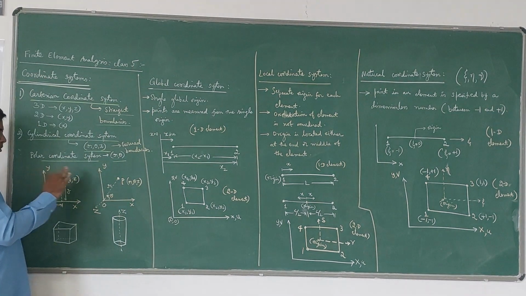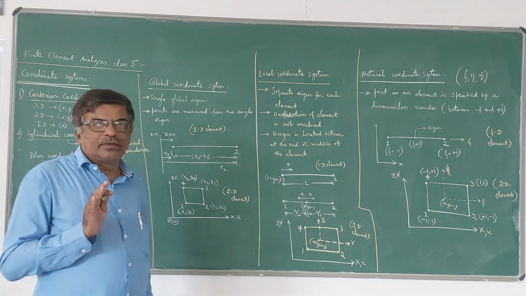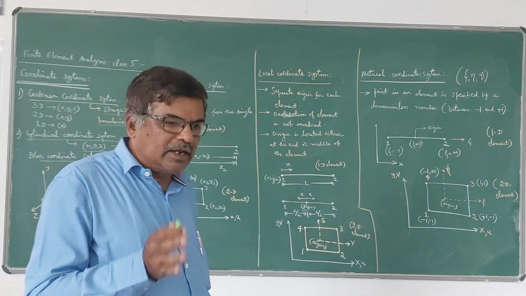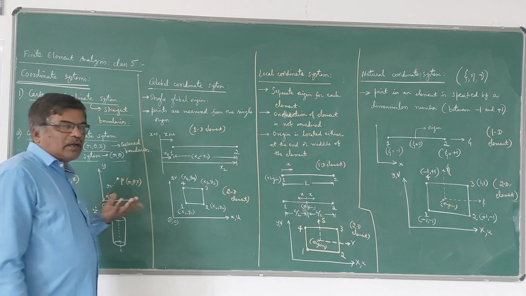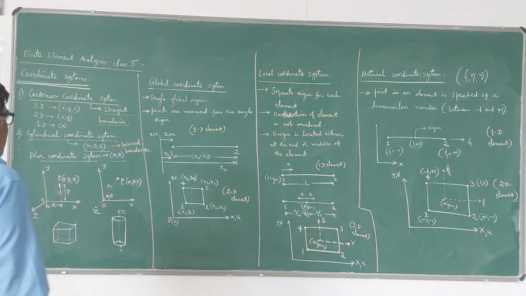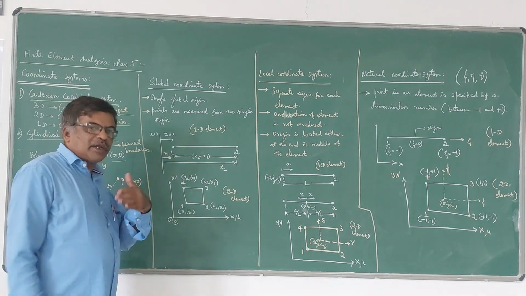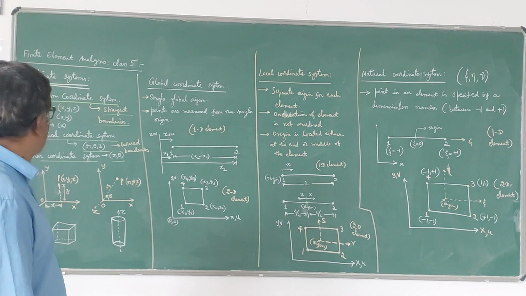So normally a point is represented by three linear coordinates, that is Cartesian coordinates x, y, z, or it can be two linear and one angular, r, theta, z, or it can be two angular and one linear, which is called the spherical coordinate system, which is denoted as r, theta, phi.